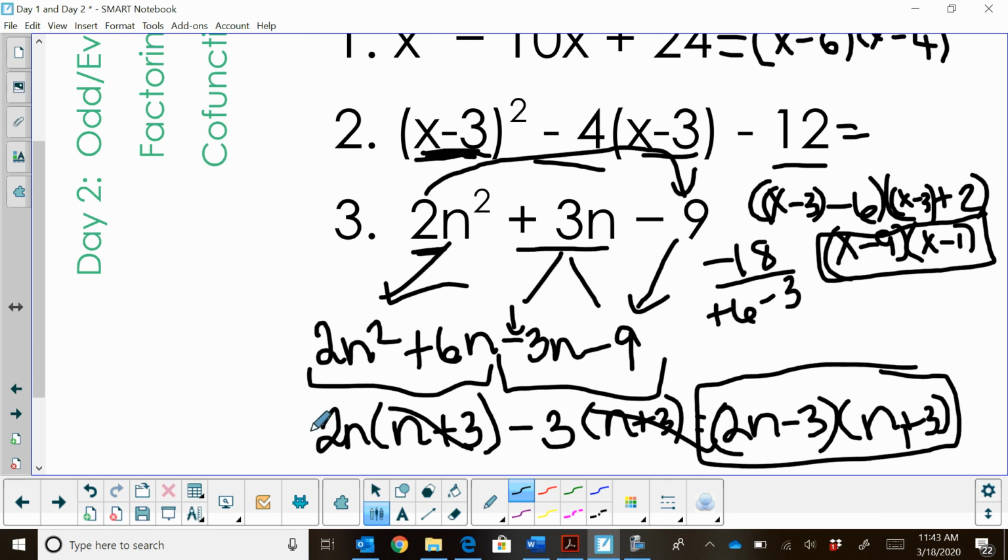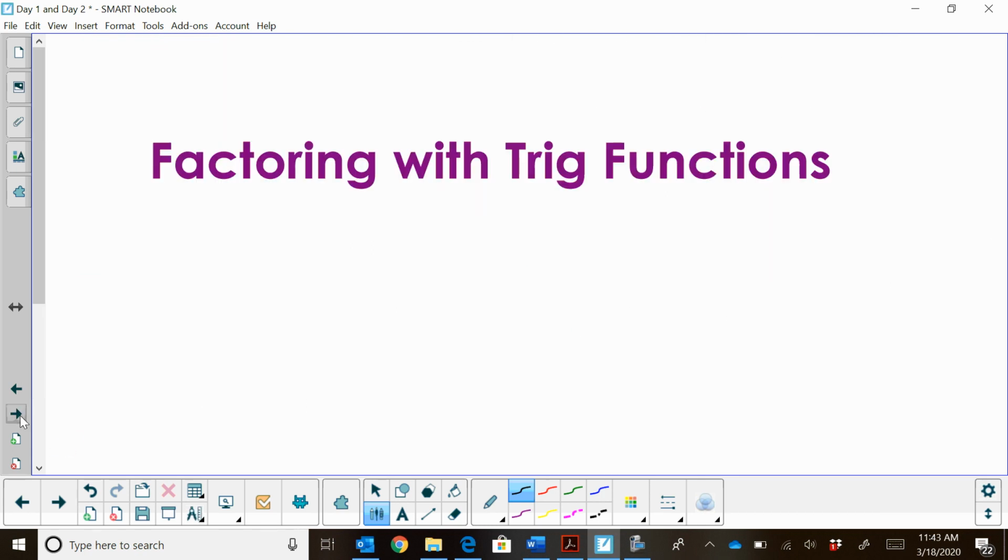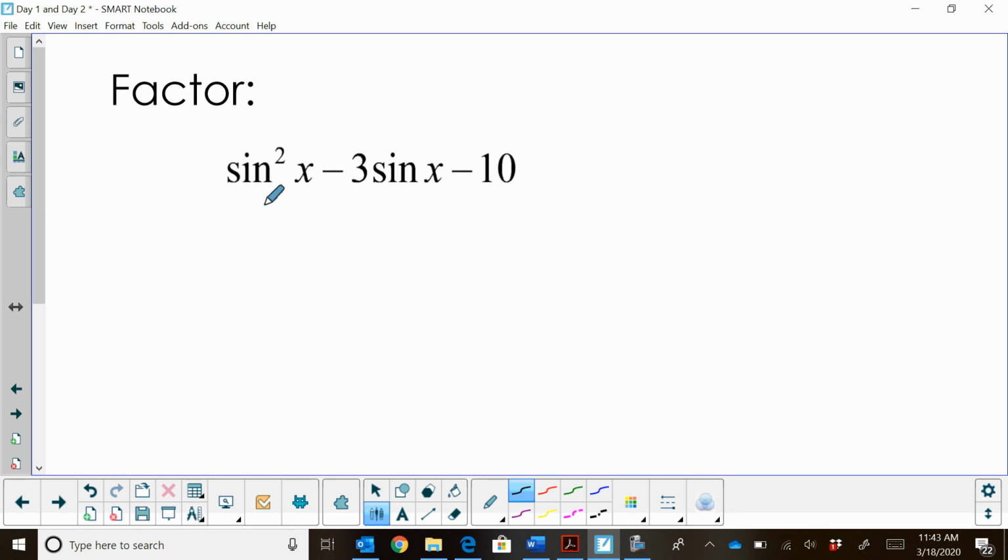So we're going to be doing some factoring with trig functions. So let's see what it's going to look like to factor with trig functions, and my students are going to have several problems on this in homework. So let's start off with one where we've got a sine squared x minus 3 sine x minus 10. So we just really need to look at this kind of like it's just a regular trinomial. So I'm going to replace sine with a y. So what if I say sine x is equal to y?